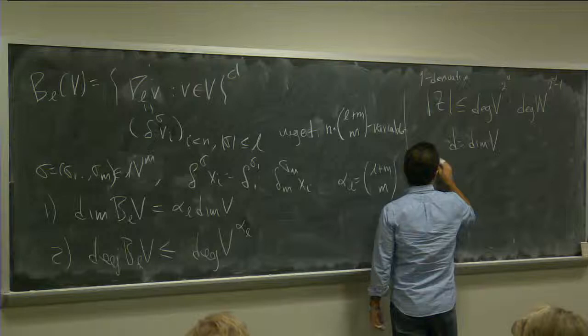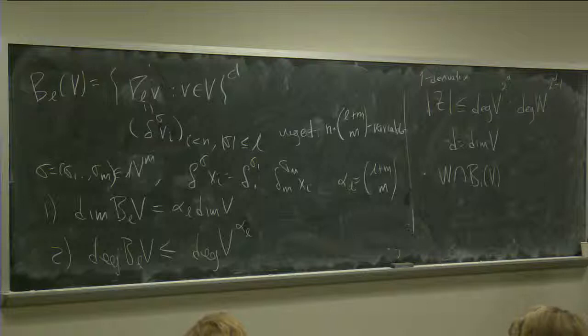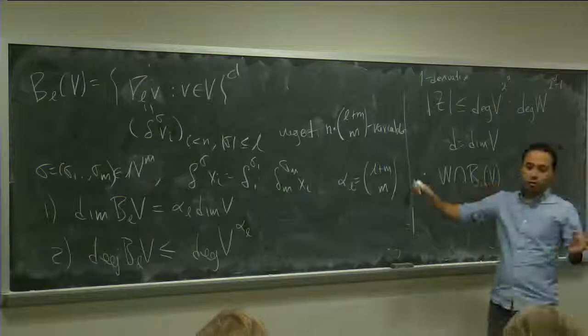I don't want to be assuming that W intersects V. I'm not going to assume that W lives inside V1, okay? Because you don't need to assume that. Remember, I just gave you V and W as some sub-varieties of some affine spaces.